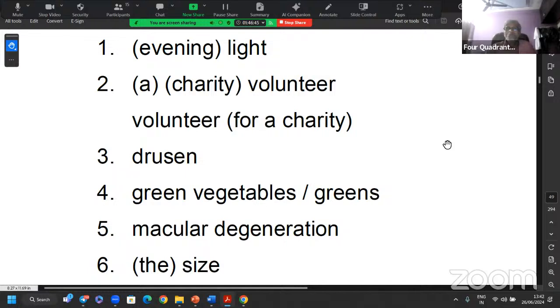Then next, number 3, drusen. Drusen, check spelling mistakes. Green vegetables or greens. Next one, macular degeneration. Check the spelling very carefully. If the spelling is not right, don't award the mark. If the spelling is right, then only award the mark. Then next one is size. Okay, the is not compulsory.